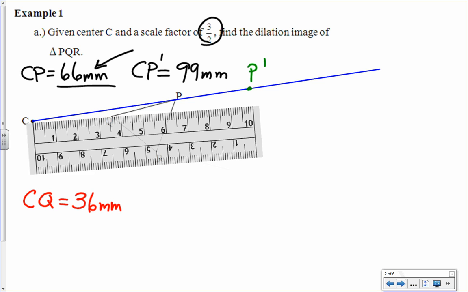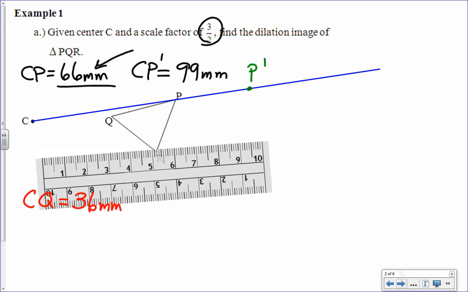Okay. So once again, it's probably in your best interest to kind of get that line so that you have something to mark off on.